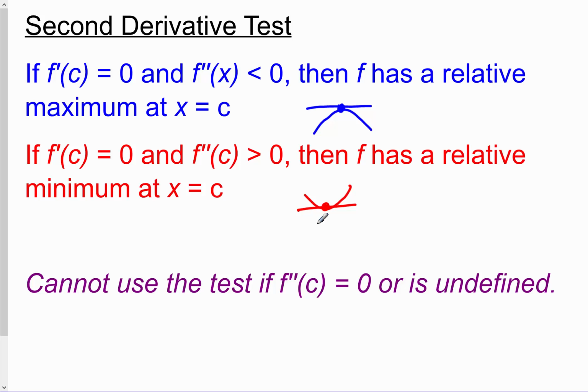This is nice because it is a pretty quick test to do. However, there's a limitation. We cannot use this test if the second derivative is 0 at that point or undefined. The undefined is a bigger issue because it's typically undefined when the first derivative is undefined. So if there are corners or cusps or discontinuities or vertical tangents, we can't use the second derivative test on those points. And we're forced to use the first derivative test then.